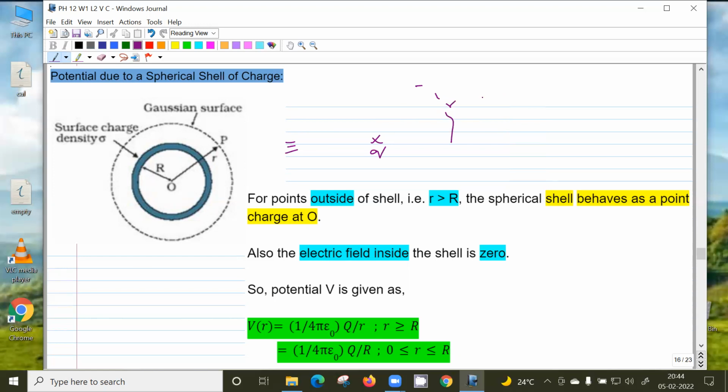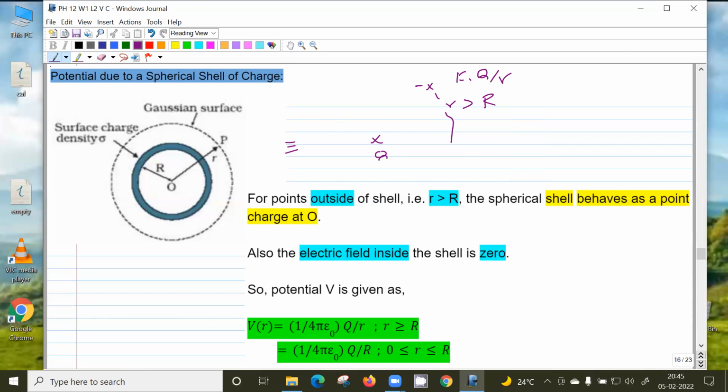This is for r greater than capital R. So this equivalence is valid for r greater than capital R. It's as if the point charge is there. So the potential at this location is the same as that of a point charge. So it's K into Q, where I represent the total charge on the shell as capital Q. The potential at this point is KQ by r.